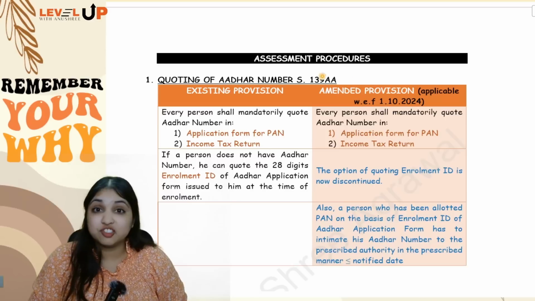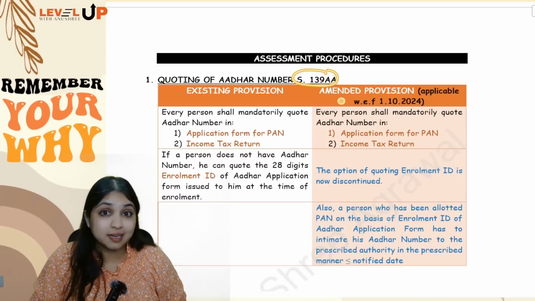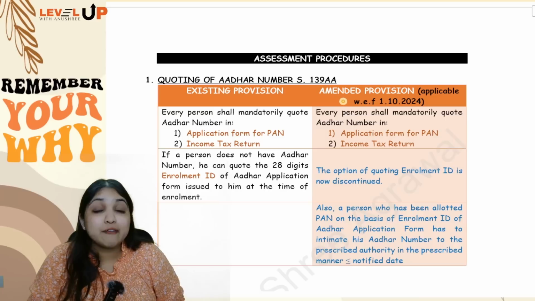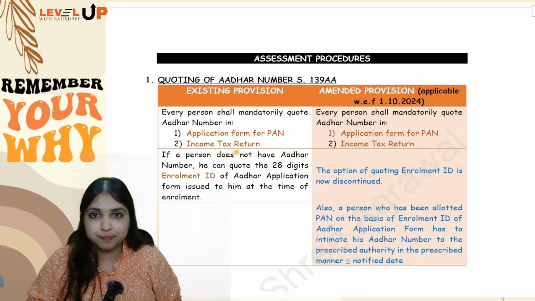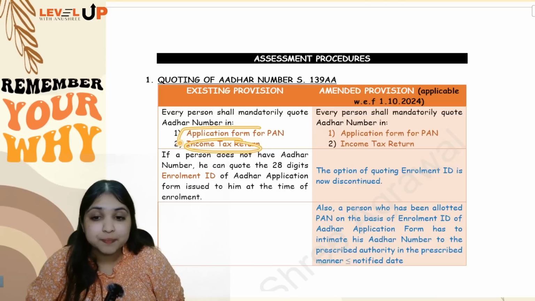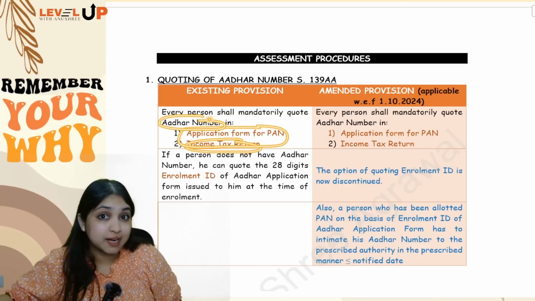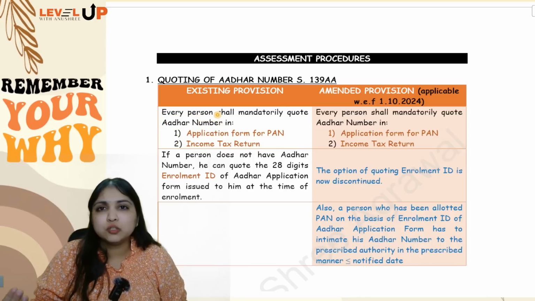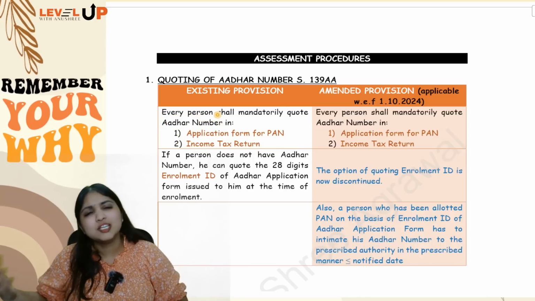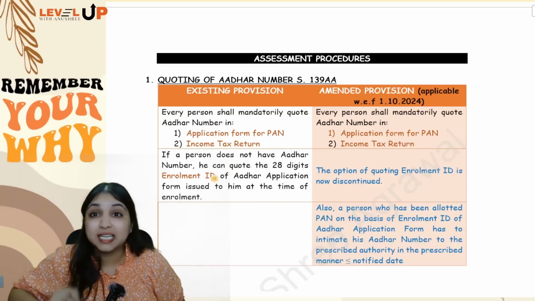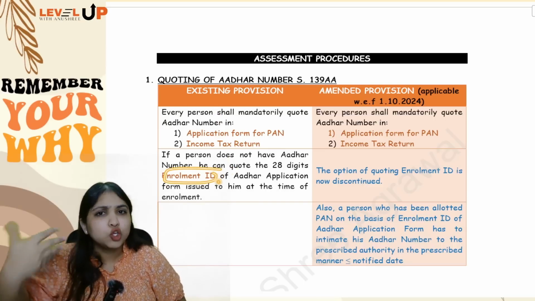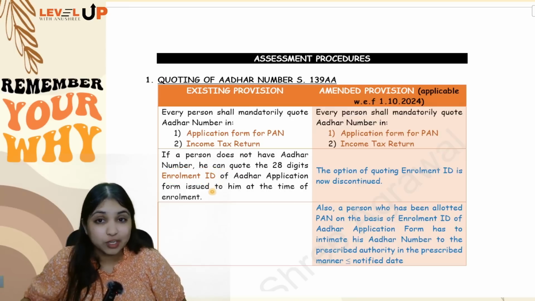In assessment procedures chapter, remember I taught you about 139AA, where we have to give our Aadhaar number in every application form for PAN and also in the ITR. In both the places we are supposed to give our Aadhaar number, and if you don't have an Aadhaar number, it's okay. Go apply for Aadhaar. When you apply for Aadhaar, you will get a 28-digit enrollment ID. You put the enrollment ID. This is how we used to learn.